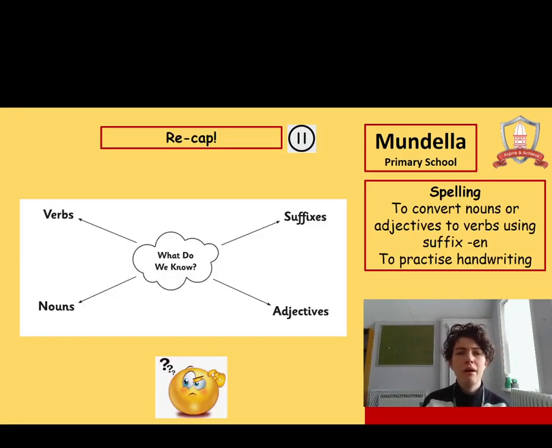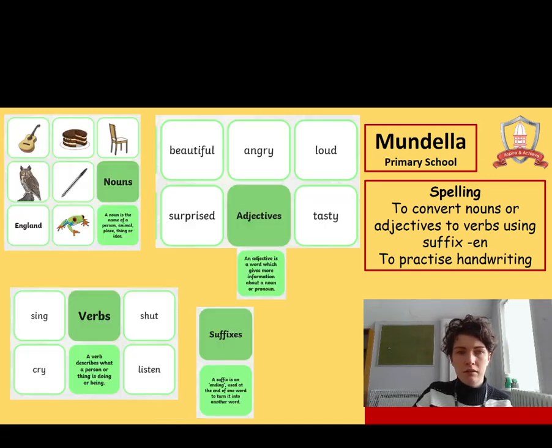So a recap, really helpful to do. What do we know? So you're really just mind mapping, repeating a lot of what we've already discussed in previous lessons, but the more you repeat something, the more ingrained it becomes. It means that it becomes fixed in your memory. So what do we know about verbs, nouns, suffixes and adjectives? Write down what you know by pausing the video and getting on with the task. Okay, so on the screen there we have some answers. So pause the video now to mark your work.